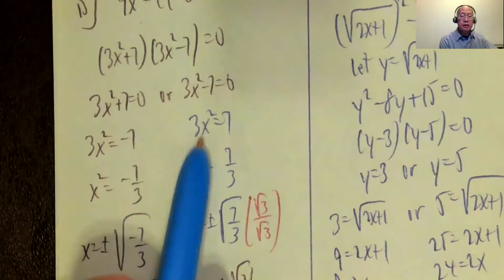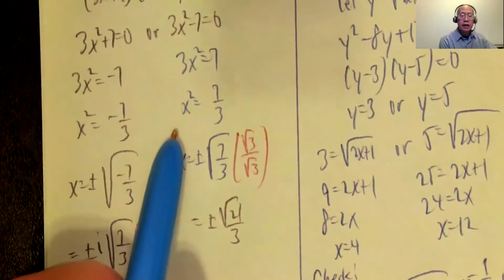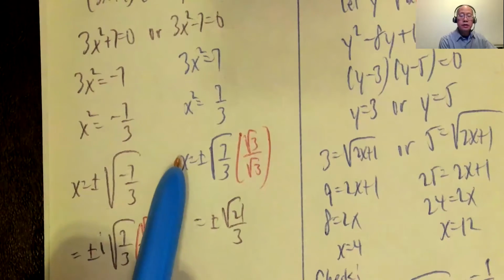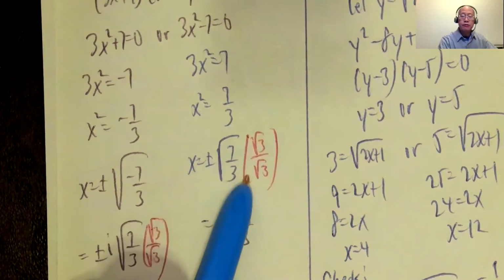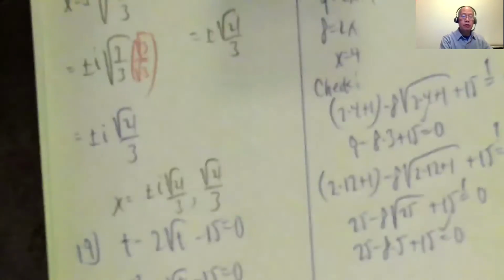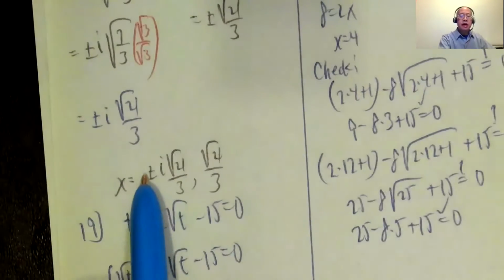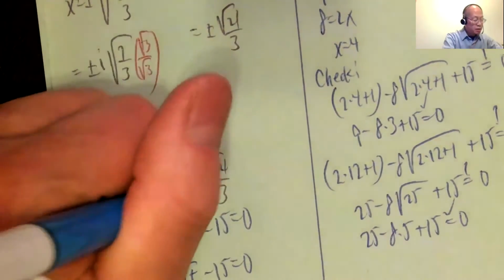This one, same thing, except that there's a positive after you move the 7 over 3. X squared equals 7/3. Take the square root, x is plus or minus the square root of 7/3. Again, multiply by radical 3 over radical 3, plus or minus radical 21 over 3. So my solutions overall are x equals plus or minus i root 21 over 3 and plus or minus root 21 over 3, of course.